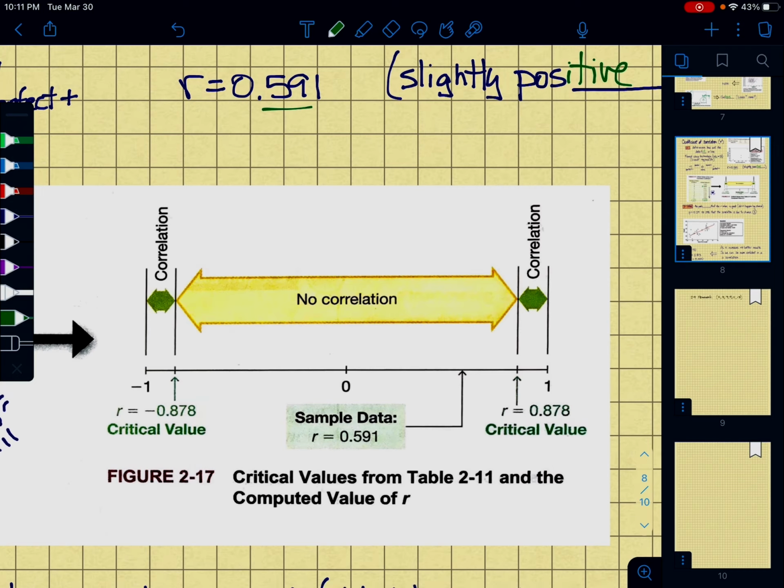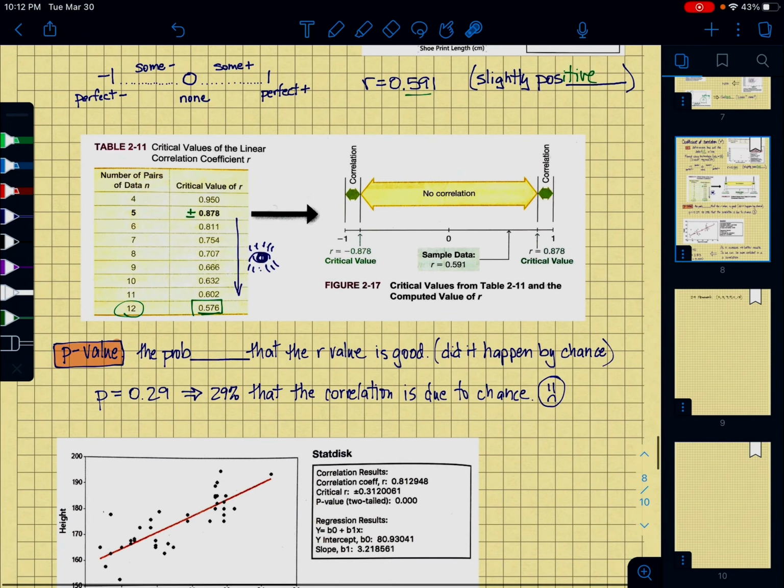So here we can see a clear graph of what's going on. Again, we see the R values down here, and we see our R value of 0.591 right here. And because n equals 5, we have to be within this little range to be a trustworthy correlation. So clearly, there is no correlation. This is outside of the critical values.